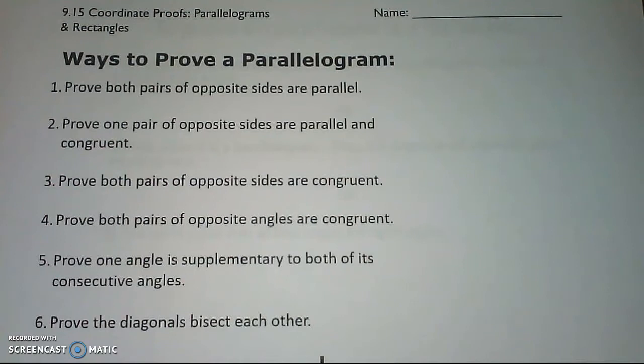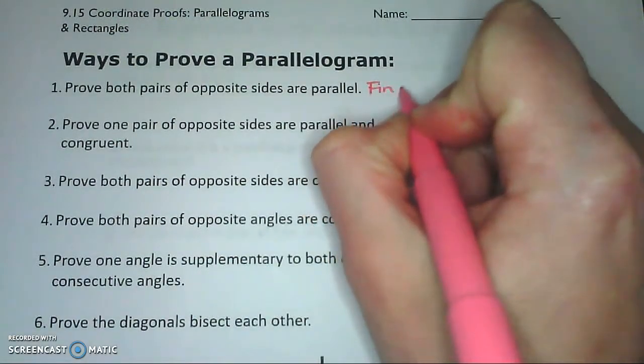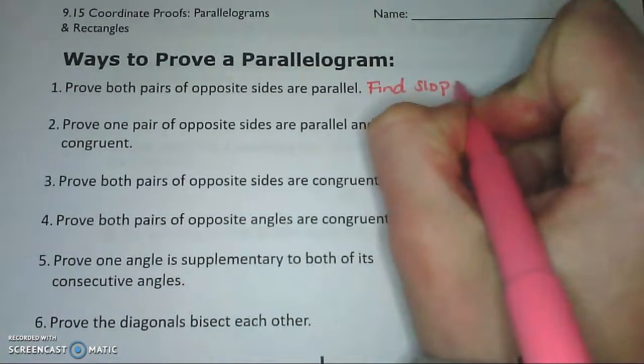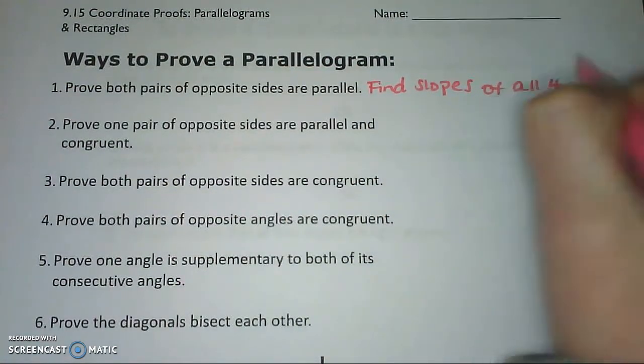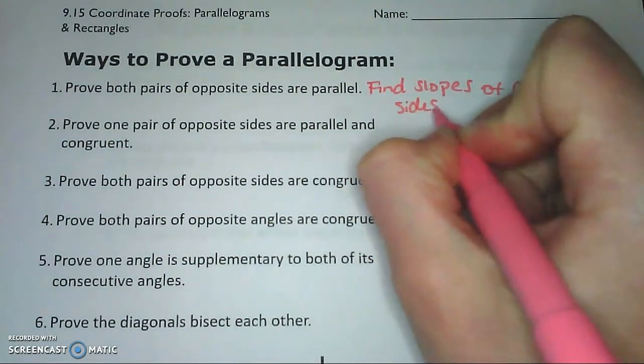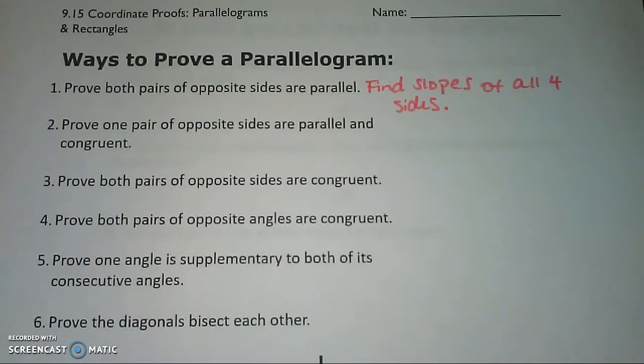But the first way that we could prove a parallelogram would be to prove that both pairs of opposite sides are parallel. So in order to do this one, you guys would want to find the slopes of all 4 sides. And obviously, if both pairs of opposite sides have the same slope, then that would mean that both pairs of opposite sides are parallel, which would show that you have a parallelogram.